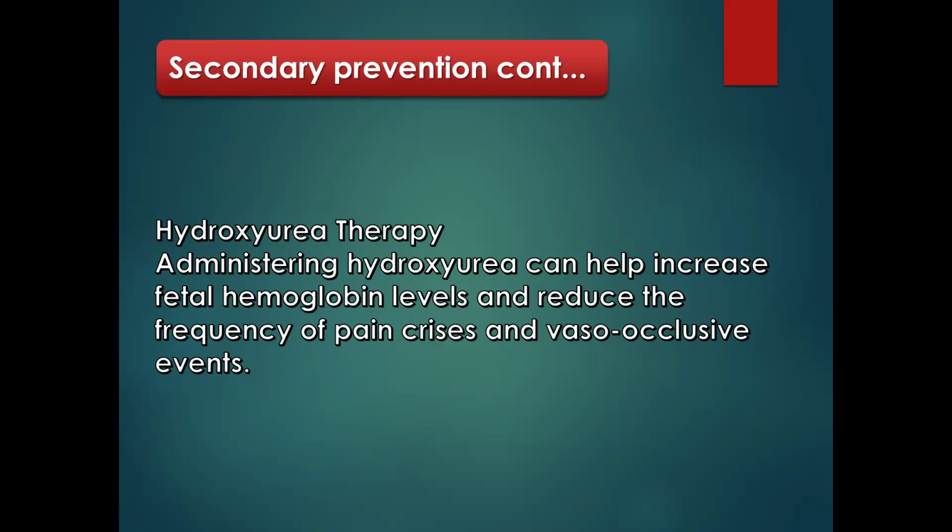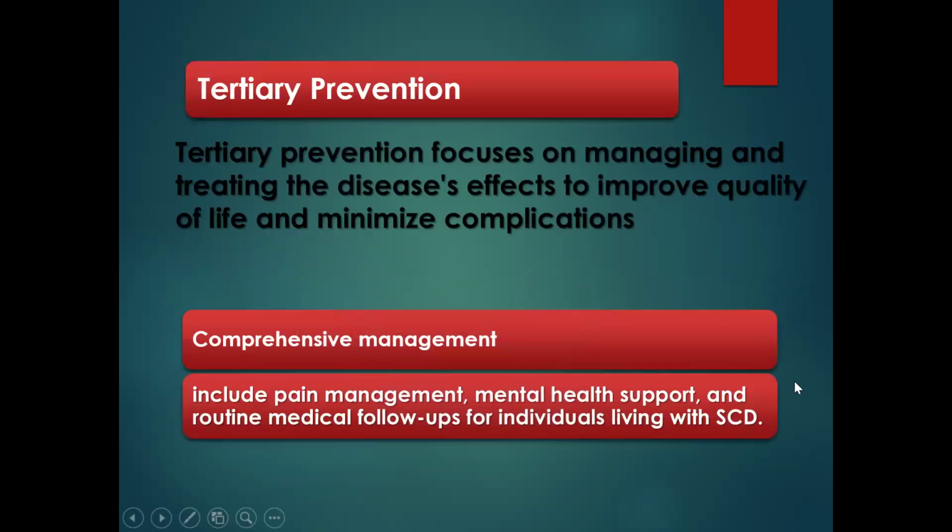And when that vaso-occlusion happens, blood flow will be impeded, and as such, the person will come down with a lot of crises, pains, and all of that. Now, the next level of prevention is tertiary prevention. This level focuses on managing and treating the disease effects in order to improve quality of life and minimize complications.